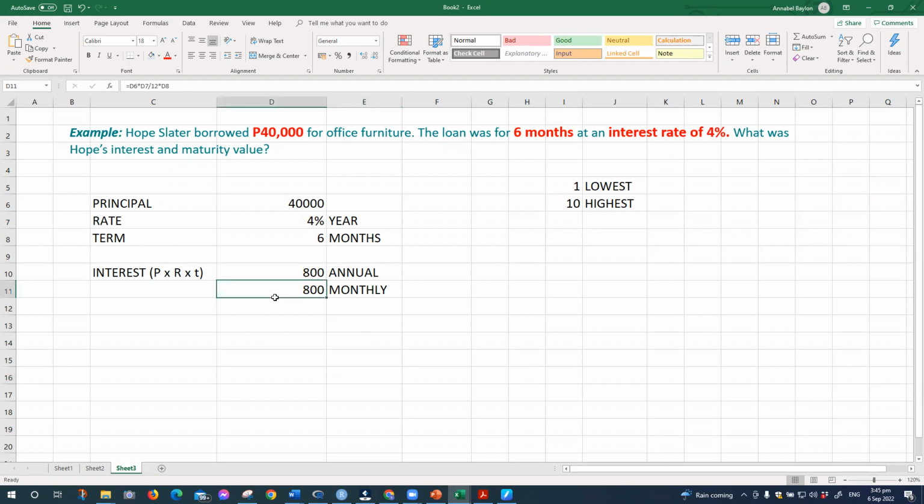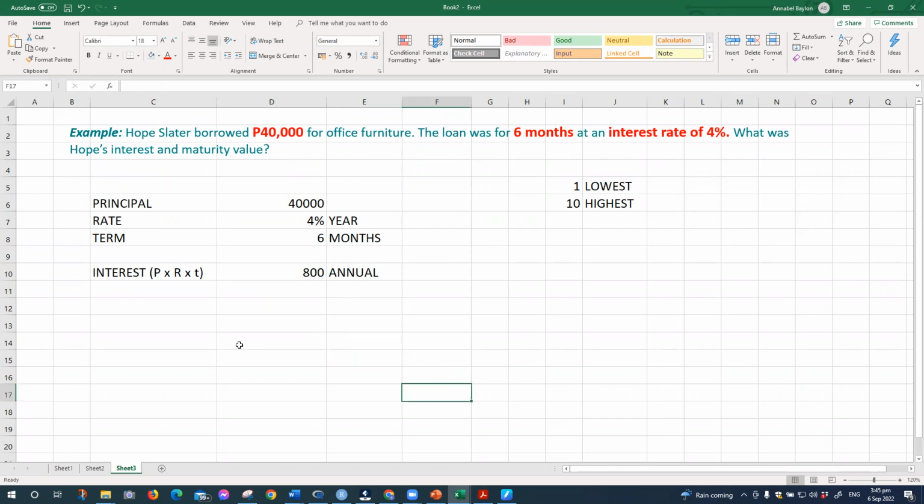I'm very sorry about this. So let's delete this. It can't be used yet, because that 40,000 is for the whole term of 6 months. We don't know the per month amount, so we cannot compute the monthly interest. Let's just leave it at that. So our interest for the whole year is annual and it's 800.